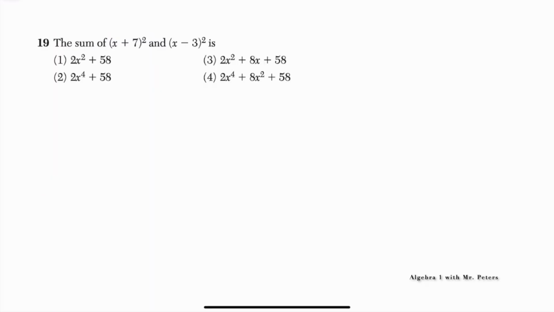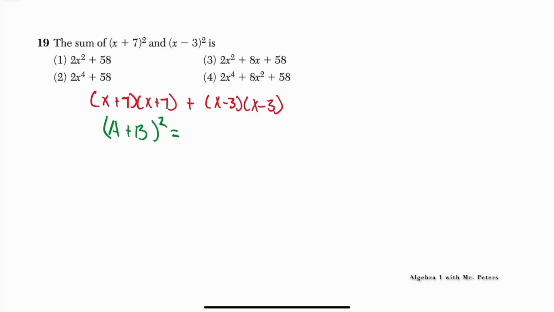So we're dealing with polynomial expressions, and they want us to determine the sum of x plus 7 squared and x minus 3 squared. So remember, that means we're going to FOIL. So we're going to have x plus 7 times x plus 7, and then we're going to add this to x minus 3 times x minus 3. But instead of doing this the long way where we FOIL and write it out, let's use this concept of a plus b squared. And this just makes it easier for us and faster for us to solve the problem.